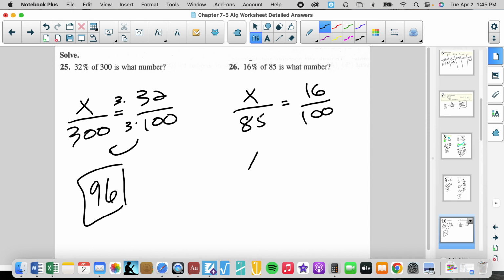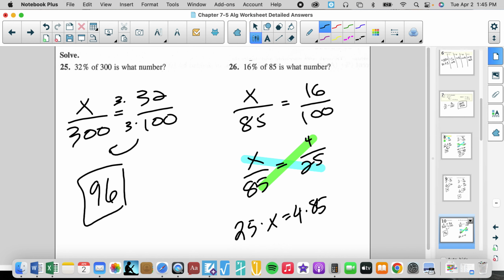Here's another technique we can use. 16% of 85. Let's reduce 16 over 100. We can reduce that to 8 over 50. Now 50 is not a multiple, or 85 is not a multiple of 50, so we can reduce this to 4 over 25 and get smaller numbers. So again, 25 is not a factor of 85, but notice the numbers are much more manageable. So I can make them a little bit smaller, which helps me still do some mental math. 25 times x equals 4 times 85.